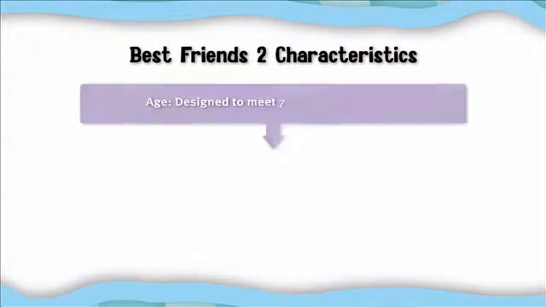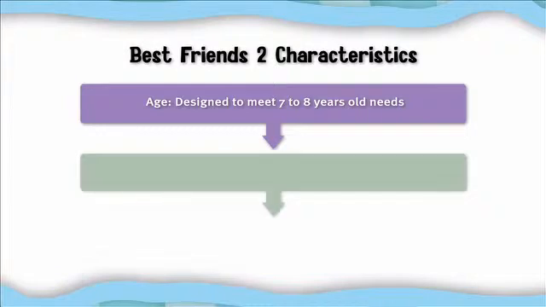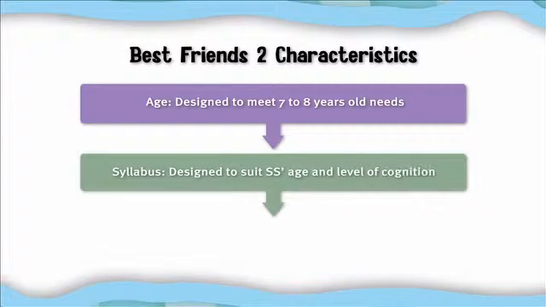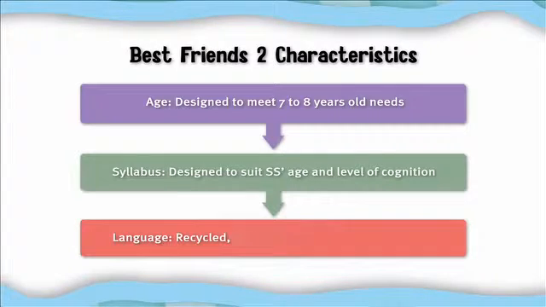Characteristics of the book and its components. Best Friends 2 has been designed to meet 7 to 8-year-old needs. The syllabus has been designed to suit students' age and level of cognition. The language is recycled throughout the units to allow students to practice it in different situations.